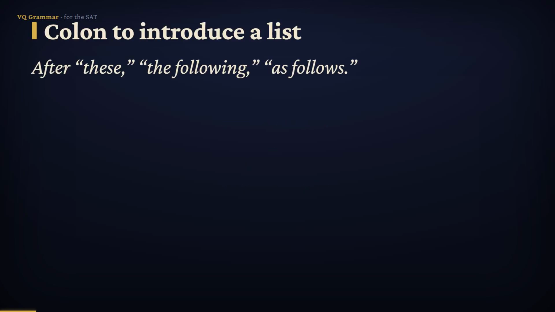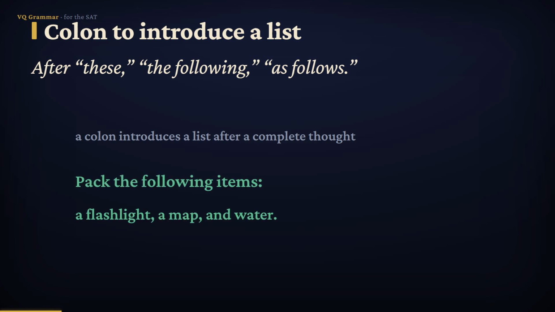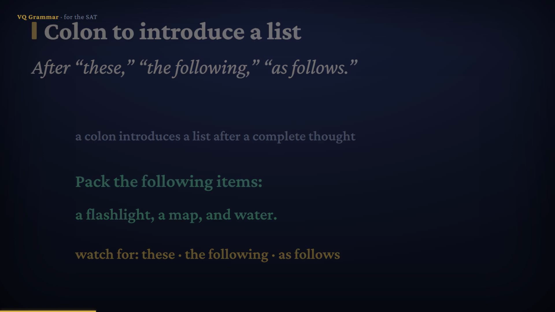A colon points forward, telling the reader that something follows. Its most common job is to introduce a list, especially after wording like "these," "the following," or "as follows." Pack the following items: a flashlight, a map, and water. The phrase "the following" sets up the list, and the colon delivers it. So when you see signal words like "these," "the following," or "as follows," a colon usually comes right after them.